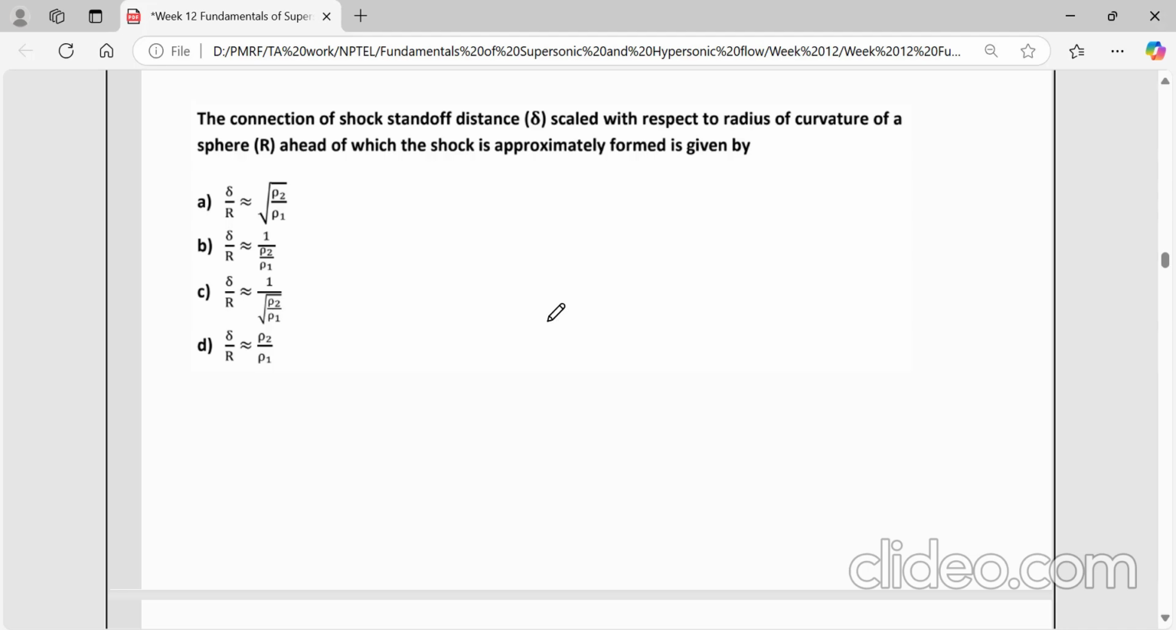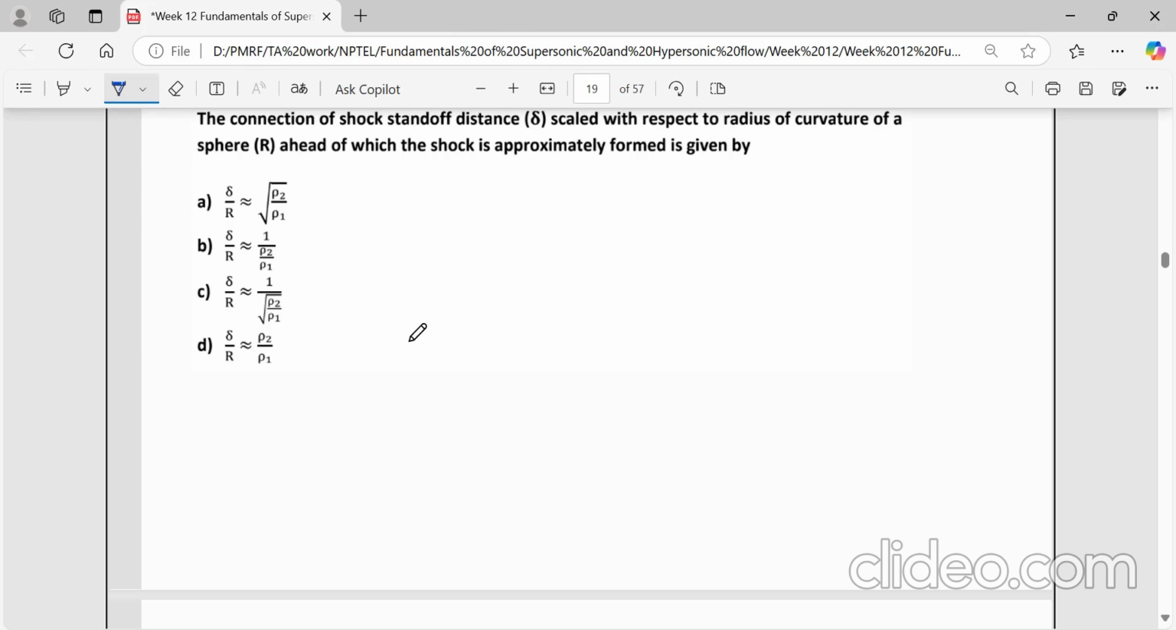The connection of fork standoff distance del scaled with respect to radius of curvature of a sphere r, ahead of which the fork is approximately formed, is given by: Option A, del upon r is approximately equal to under root rho 2 upon rho 1. Option B, del upon r is approximately equal to 1 upon root 2 by rho 1. Option C, del upon r is approximately equal to 1 upon under root rho 2 by rho 1. And option D, del upon r equal to root 2 by rho 1.